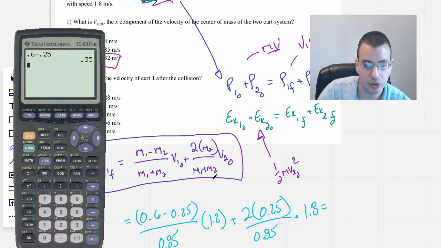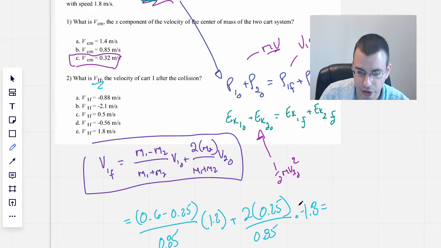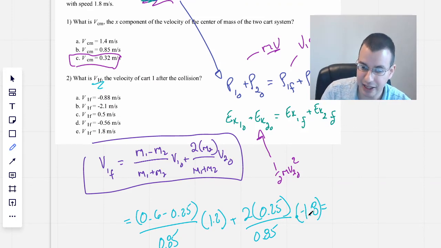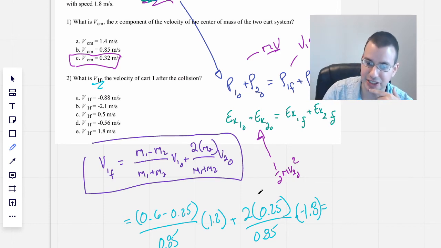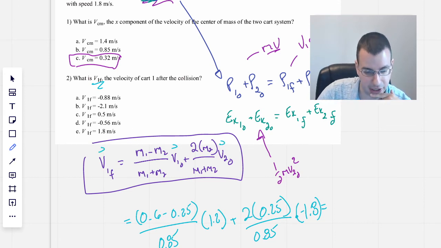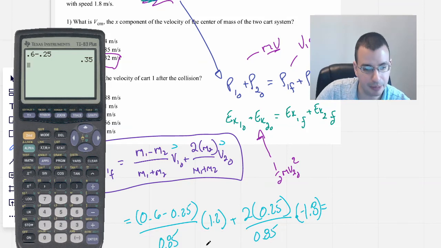So we have, one thing I forgot, negative 1.8. Not because it has a negative speed, but because that symbolizes the opposite direction. These are actually velocity vectors, not speeds. Okay, focus. So we got 0.35 over here, multiply by 1.2.